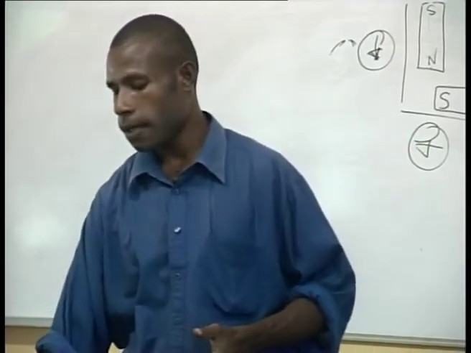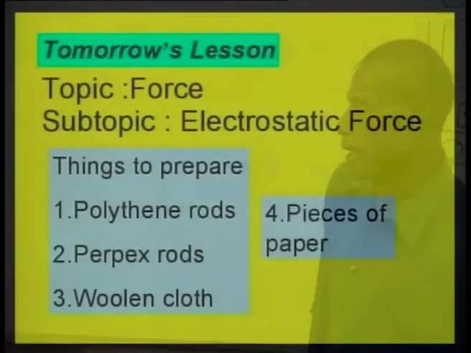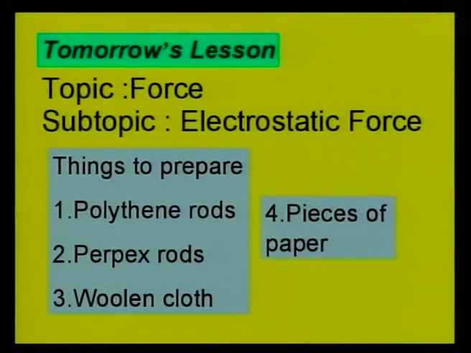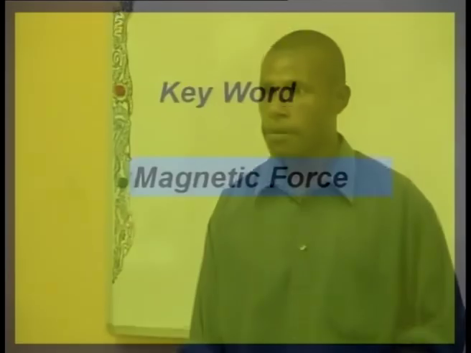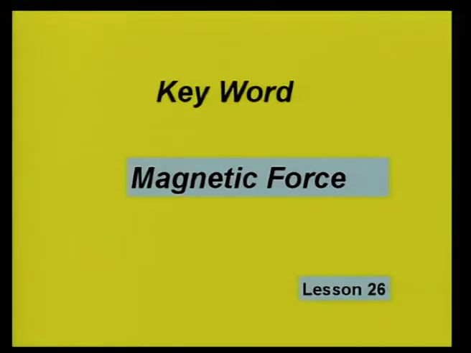For the next lesson, right, that is what you should provide. We'll be looking at electrostatic force, polythene rods, paper rods, and also woolen cloth and pieces of paper. Right, using those equipment, we can demonstrate the electrostatic force. And finally, our keyword for today will be magnetic force.